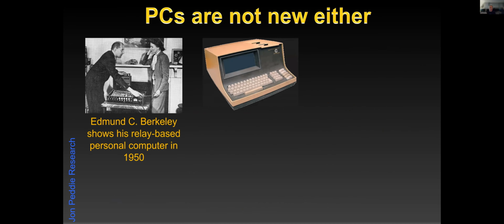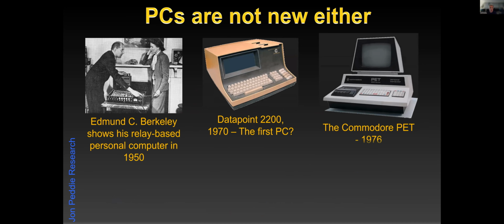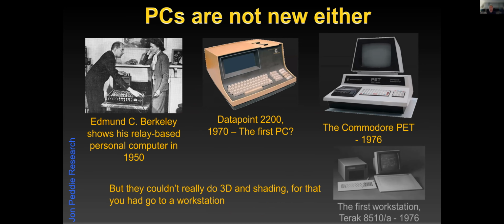So here's Mr. Berkeley, of the famous Berkeley, showing his relay personal computer back in the 50s. He was kind of behind Mr. Zuse, but nonetheless, he had the same idea, and it was independent. He didn't know of the German guy or vice versa. They were on the same track, doing the same thing, and this guy was just a little bit slower in his response.